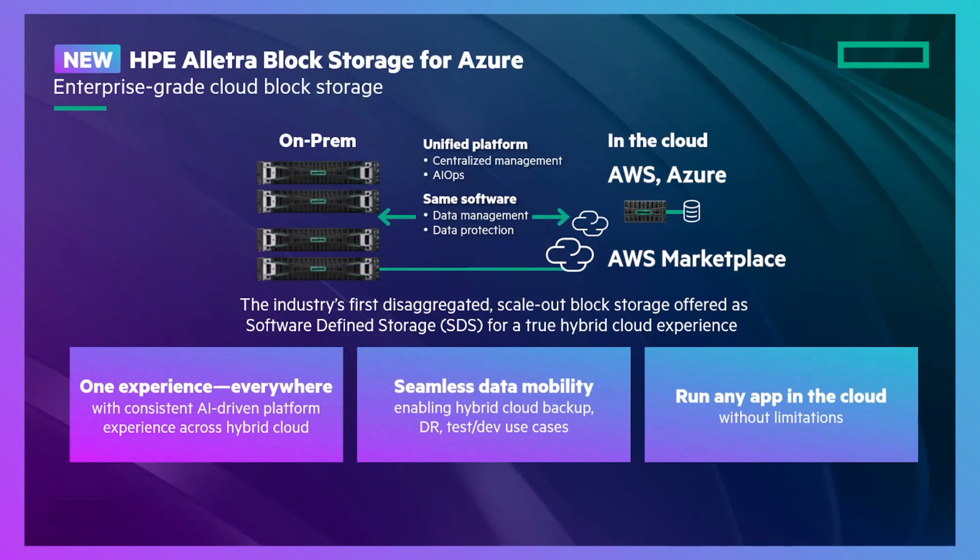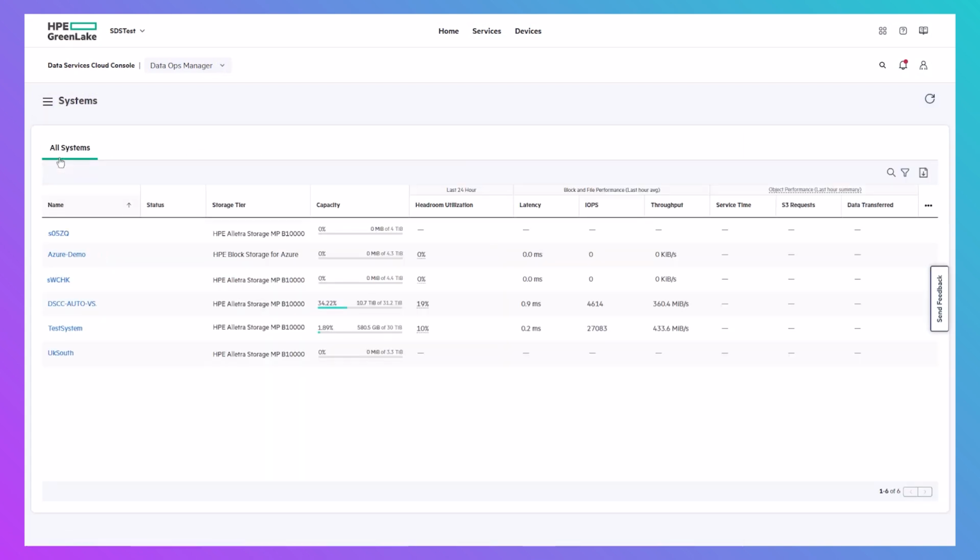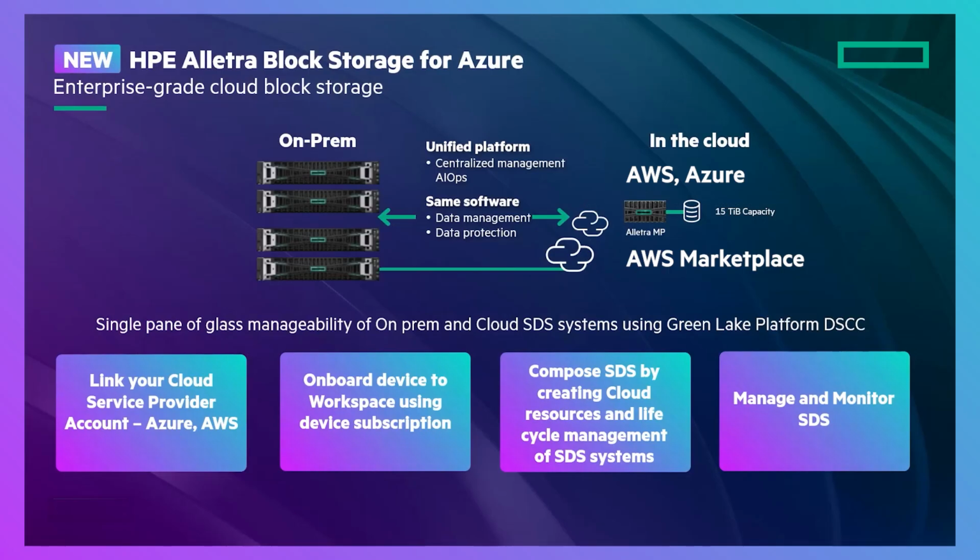HPE Alletra Block Storage for Azure and HPE Alletra Block Storage for AWS are software-defined storage solutions that bring the capabilities of the HPE Alletra Storage MP B10000 to the public cloud with unified experience and enterprise-class features. HPE's Data Services Cloud Console, or DSCC, allows you to manage both on-prem and software-defined storage from a single pane of glass. This video will demonstrate how you can set up a new block storage for Azure system in minutes.